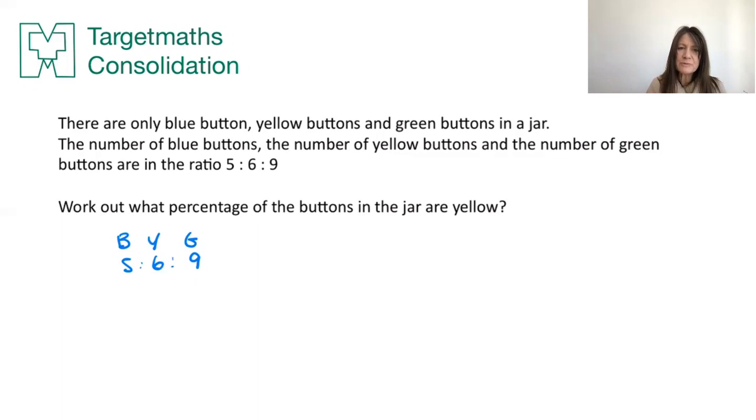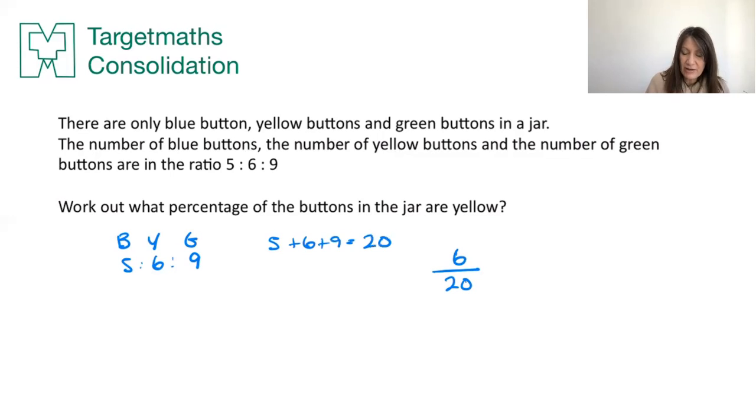I've got to work out what percentage of the buttons in the jar are yellow. Okay, so my final answer just needs to be a percentage. The way that I would do this is I'd find its fraction. Most percentages grow very, very nicely from a fraction. So if I can do the fraction first, it will just make your life very, very easy. So I add them together, there are a total of 20 buttons in this jar. The proportion that are yellow are 6/20, okay? And then I've got to work out the percentage.